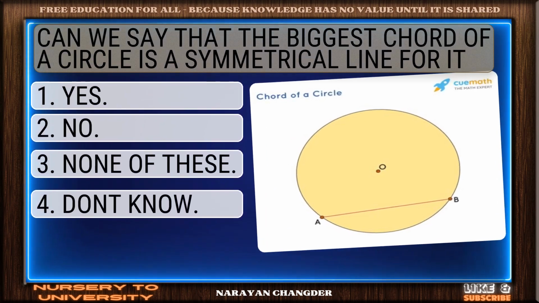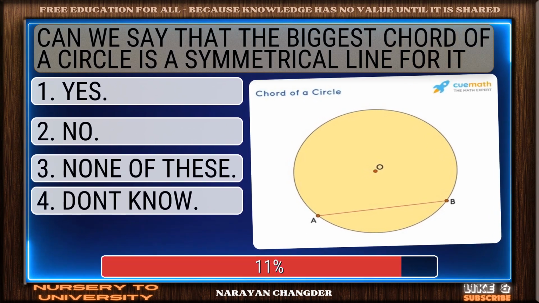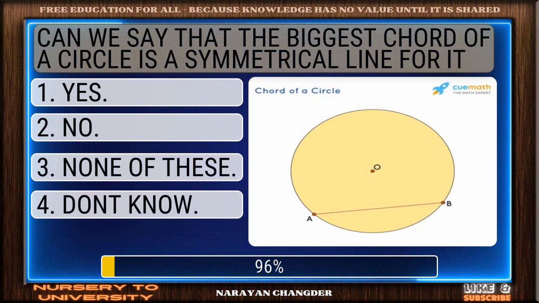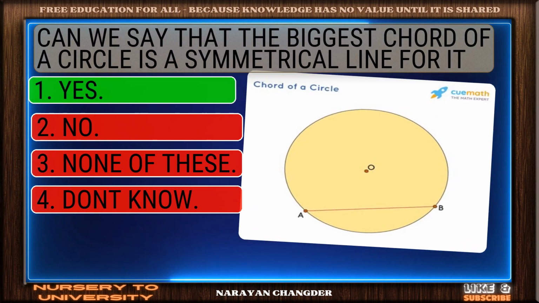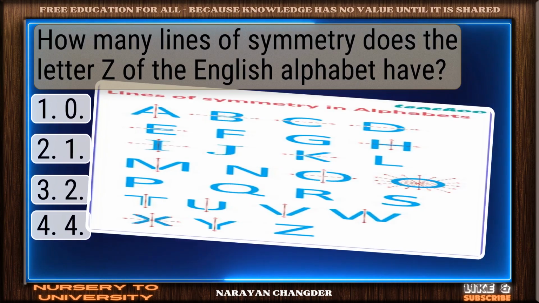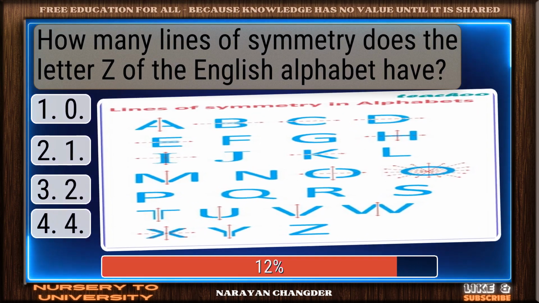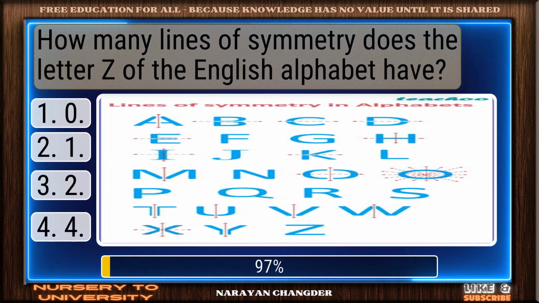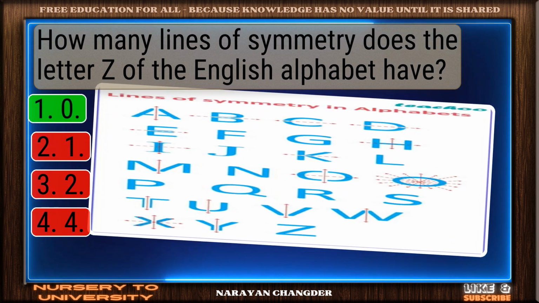Can we say that the biggest chord of a circle is a symmetrical line for it? Strong choice. Yes is the right answer. How many lines of symmetry does the letter Z of the English alphabet have? Smart move. Zero is an accurate answer.